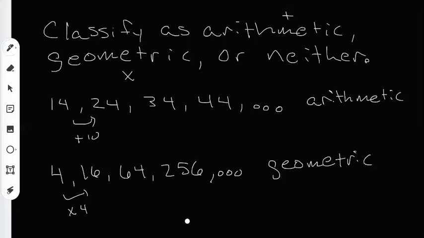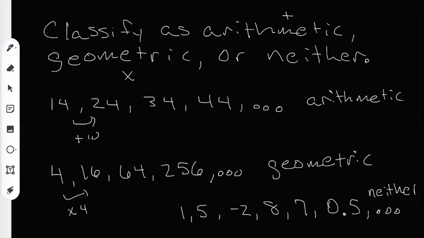And then what if we had the sequence 1, 5, -2, 8, 7, 0.5, and so on? What would this sequence be? Well, since there's no discernible pattern to it, this one would be neither arithmetic nor geometric. So you would write neither.